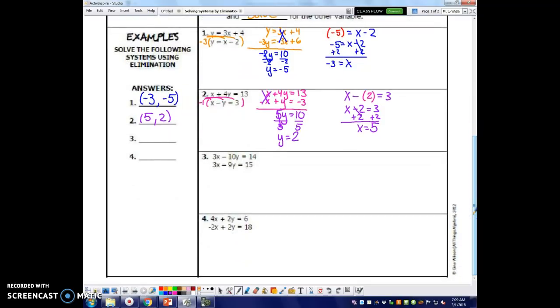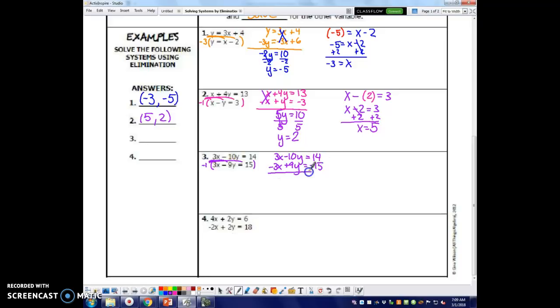Make sure they're lined up. X, y, number. Okay, so they're all lined up. So now again, let's just change the sign. Multiply it all by -1. So we have 3x minus 10y equals 14. -1 times 3x, -3x. -1 times -9, positive 9. And -1 times 15, -15.